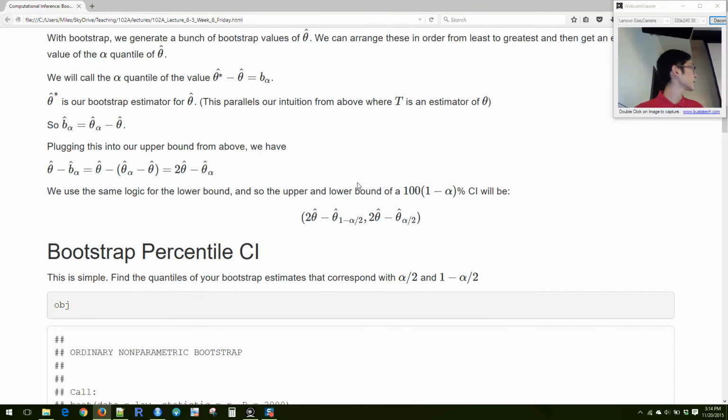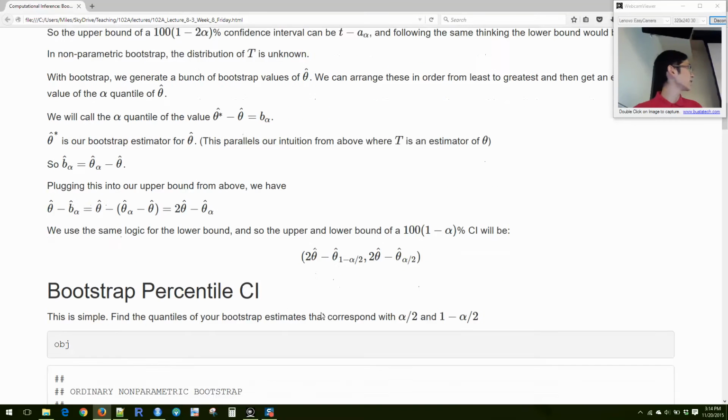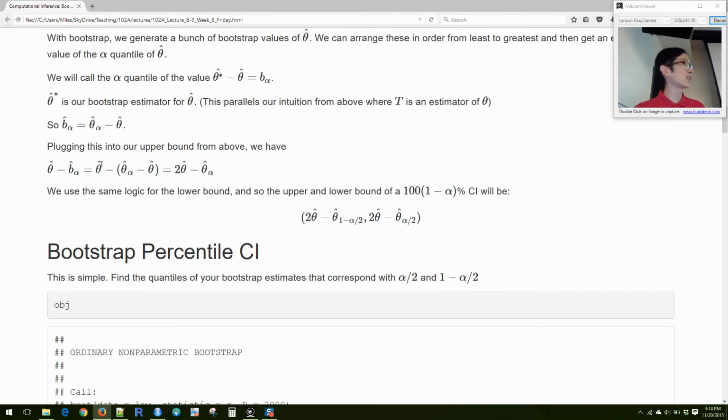And then the bootstrap percentile confidence interval is the easiest. You just have all of your theta hats, arrange them from least to greatest, and then take your alpha over 2 quantile and your 1 minus alpha over 2 quantile.